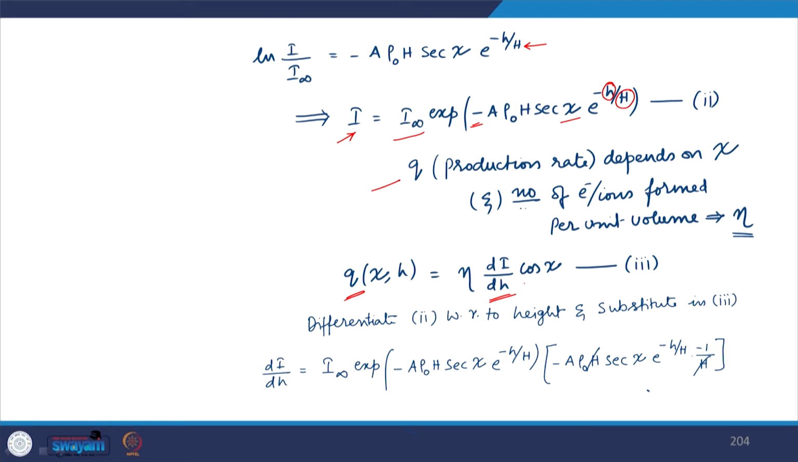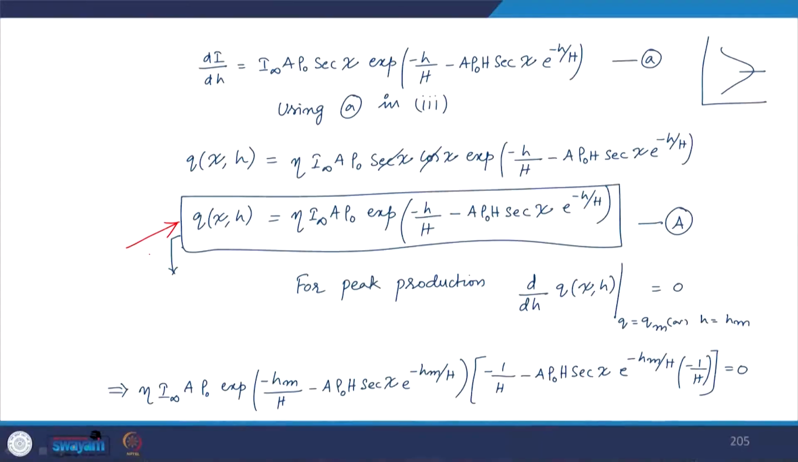And what else will the production depend on? Production will also depend on how many atoms are produced per unit loss of intensity with respect to height. The unit loss of intensity with respect to height is given by dI by dh. The number of electrons or ions produced per unit volume is the efficiency, let us say eta, and chi is obviously the angle. The dependence on chi is maintained to justify that the production will not be the same if the intensity is traveling vertically or in an oblique direction.